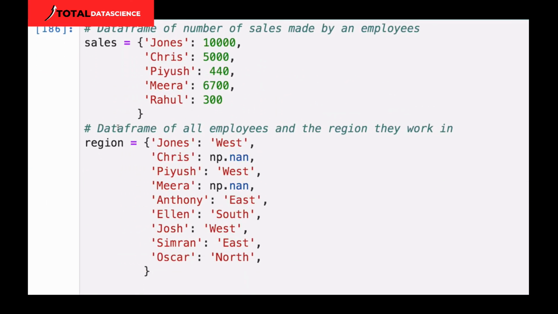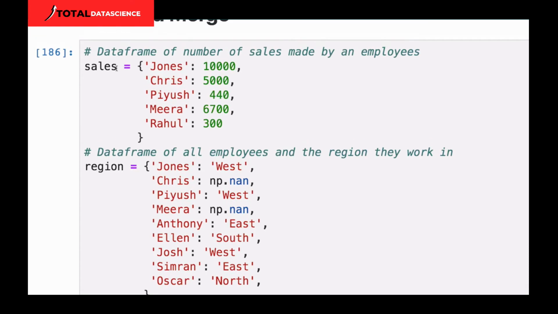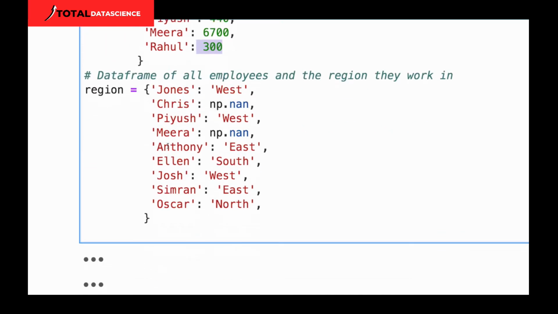Okay, so what I'm going to do over here is create two different dictionaries. One is called sales, one will be called region. In sales I have my key here, which is Jones, the name of the people, and then the sales that they make. And then in region, that's the name of the person and the region they make their sales, or the region they sell.